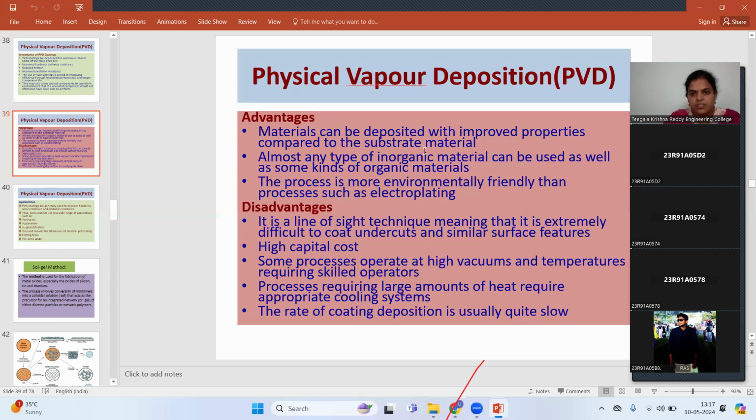Today we discussed CVD and PVD methods. Okay, is all of this clear?